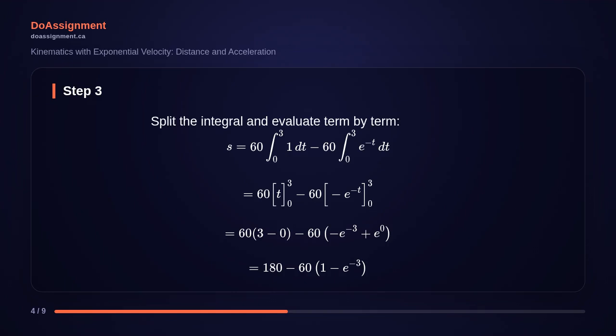We split the integral into 2 parts. The first part integrates 1 with respect to t, giving t evaluated from 0 to 3, which equals 3. The second part integrates e to the negative t, giving negative e to the negative t. Substituting the limits and simplifying, we get 180 minus 60 times the quantity 1 minus e to the negative 3.